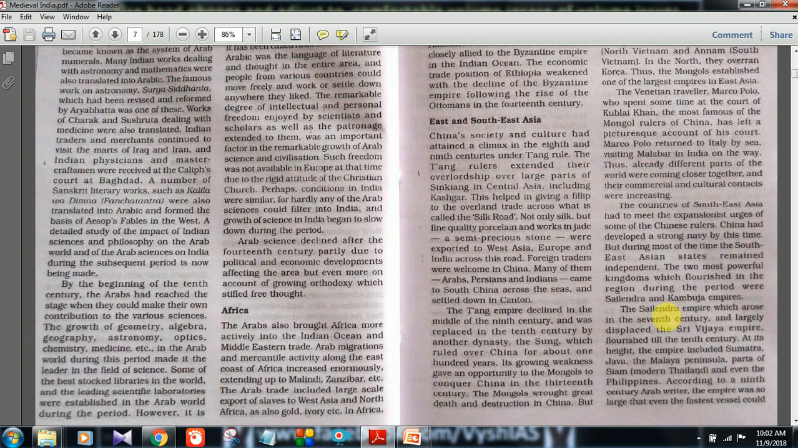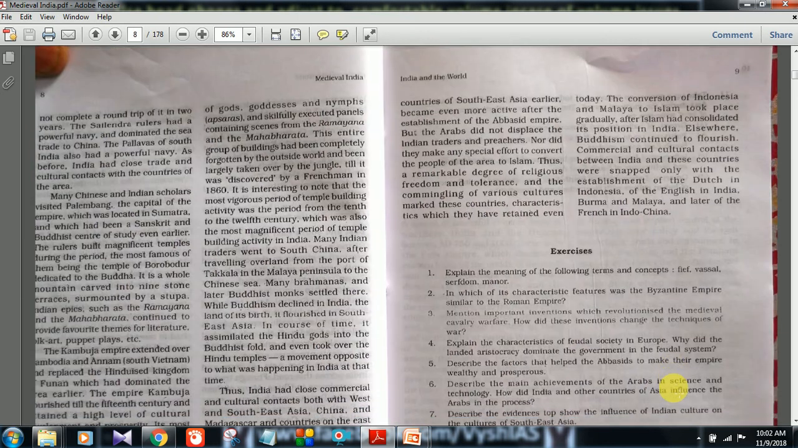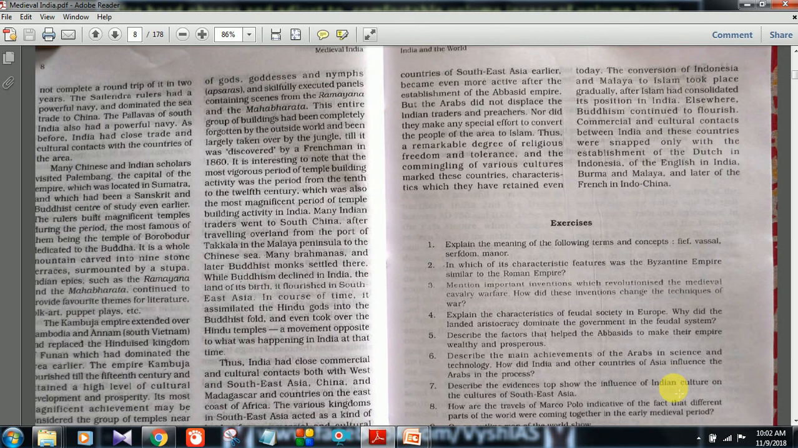Sailendra Empire, which arose in the 7th century and largely displaced the Sri Vijaya Empire, flourished till the 10th century. Okay, so the Sailendra, Sri Vijaya, these things, when you hear next time, you should obviously know it is in Southeast Asia. At its height, the empire included Sumatra, Java, the Malaya Peninsula, parts of Siam, that is modern Thailand, and even the Philippines. Okay, according to the 9th century Arab writer, the empire was so large that even the fastest vessel could not complete a round trip of it in 2 years. Okay, so that much big it is.